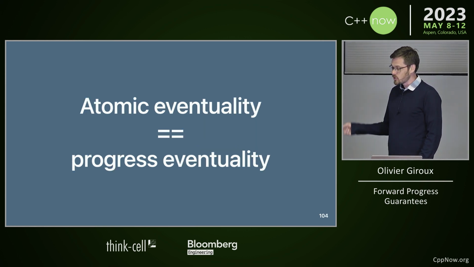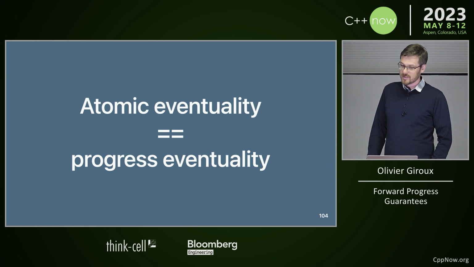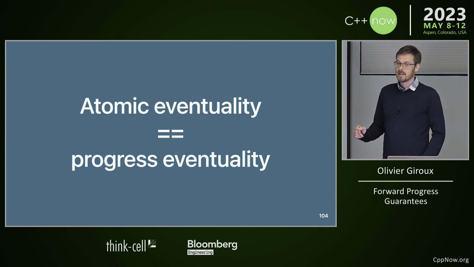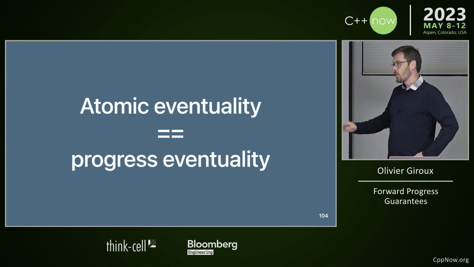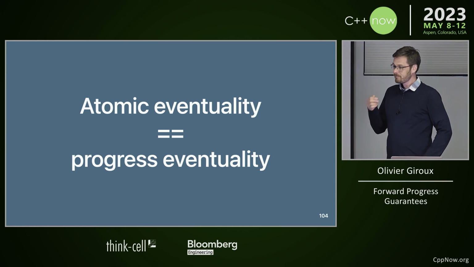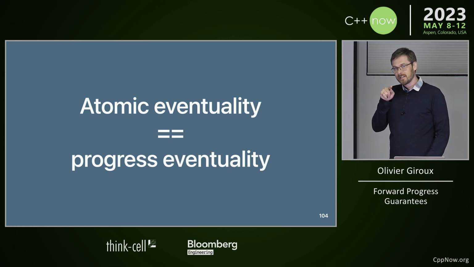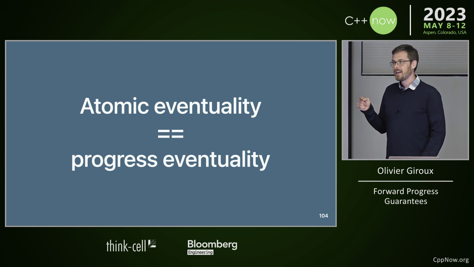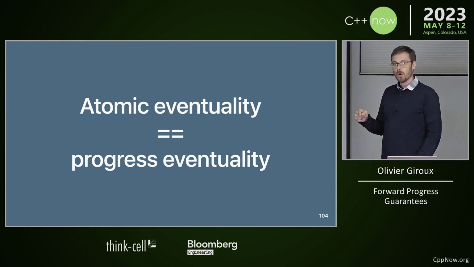Another thing is that there are two kinds of eventuality mentioned in the standard. The standard says that atomic effects are eventually made visible to other threads. But then the forward progress guarantee is all defined as a thread eventually executes a step. Are these two eventualities in any way separately observable? And I think that the answer is no.